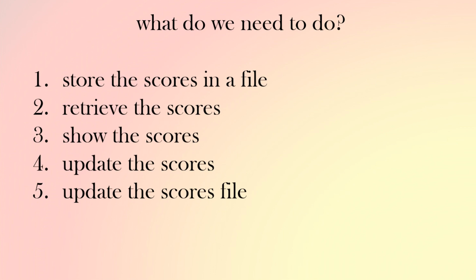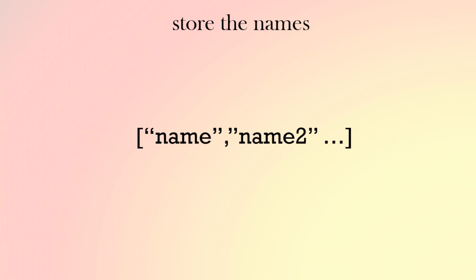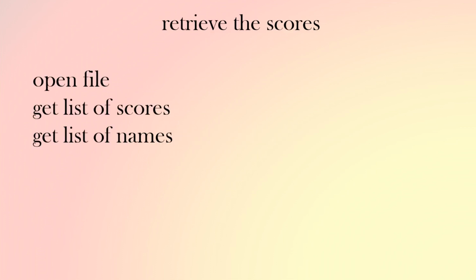And then before we play the game we can retrieve those scores, then show them, and then after the game, if we need to, we can update those scores and then we update the file with those scores, if that makes sense. So imagine if we have the top 10 scores, we can put that in a list, and we want the names of the players who've got those scores as well, so we can put that in another list.